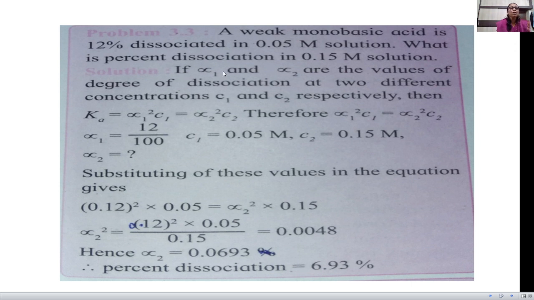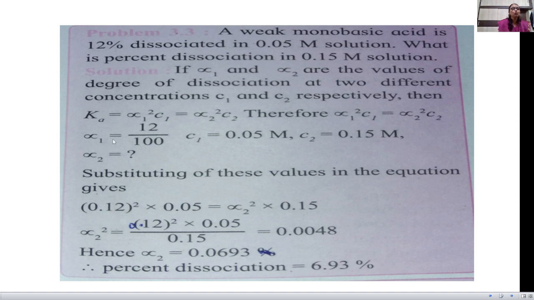Look at this solution. If alpha 1 and alpha 2 are the values of degree of dissociation at two different concentrations C1 and C2 respectively, then Ka is given by the formula K equal to alpha square C. K equal to alpha 1 square into C1 equal to alpha 2 square into C2. Therefore alpha 1 square C1 equal to alpha 2 square C2. Then we have to put the values.